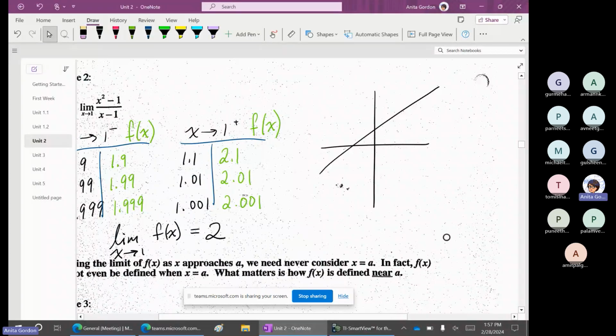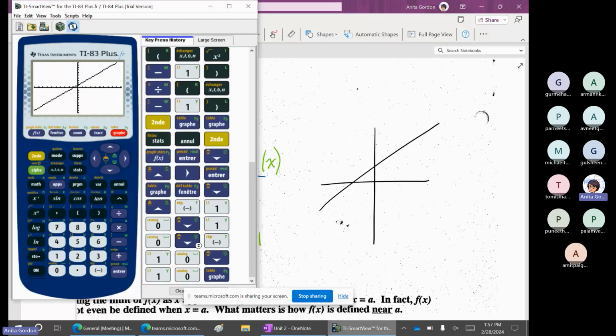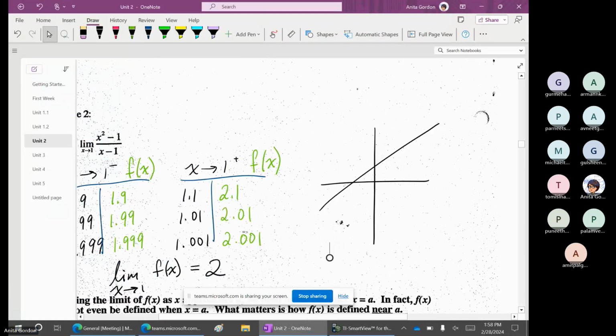I want you to take a closer look. What happens when x is actually 1? We know we have a point of discontinuity. Is it going to be a hole or an asymptote? We know from the picture that it's likely going to be a hole, but let's prove it mathematically.